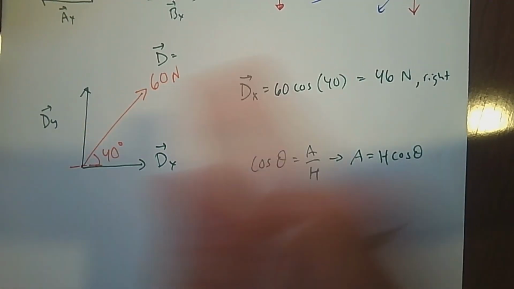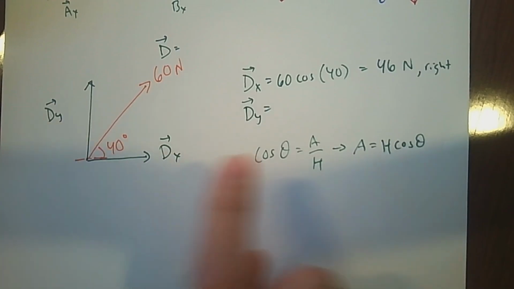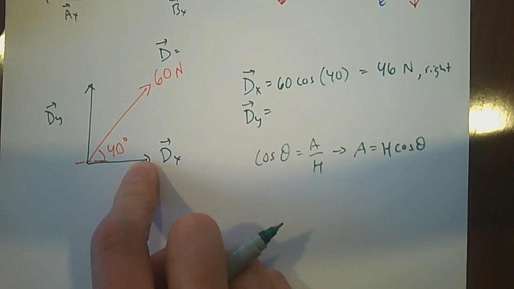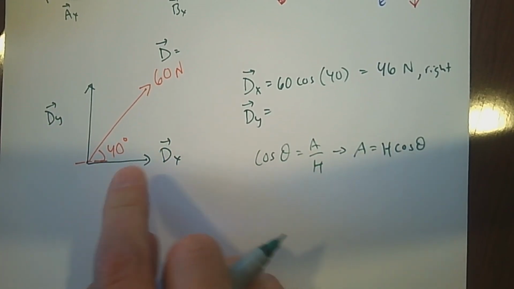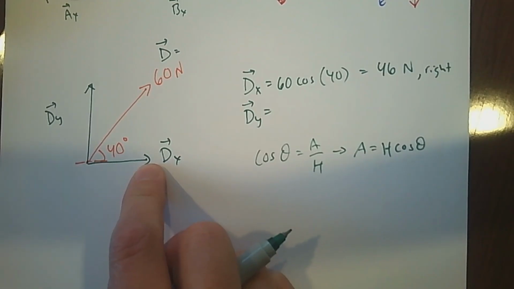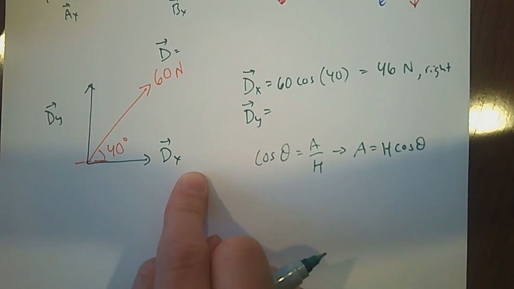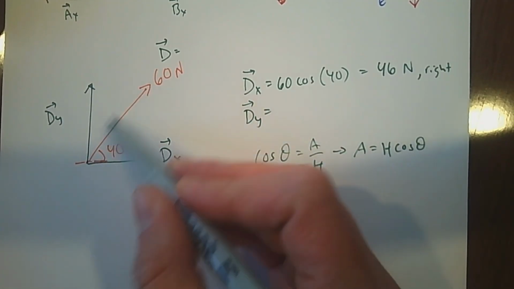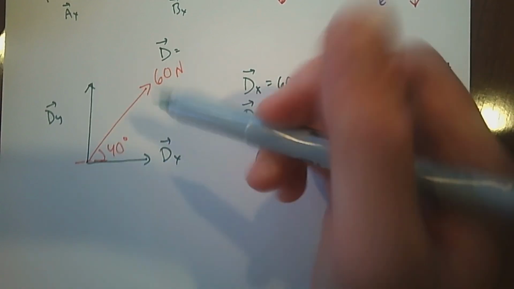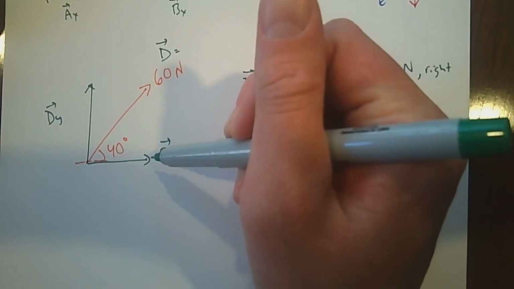Now the y component is going to be found by trying to relate, well actually, now that I have 2 sides of the right triangle, I could do a bunch of different things. I could use Pythagorean theorem. I could use my tangent function, or I can use my sine function, which is what I'm going to do. I'm going to try to relate my hypotenuse 60 newtons to my opposite side.